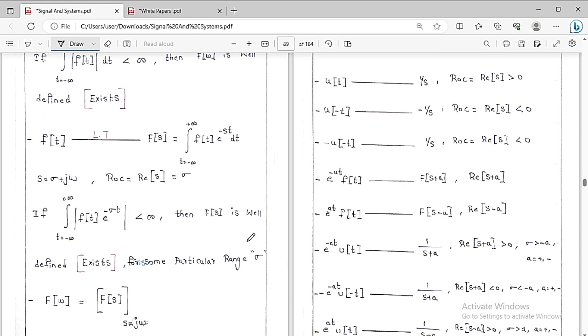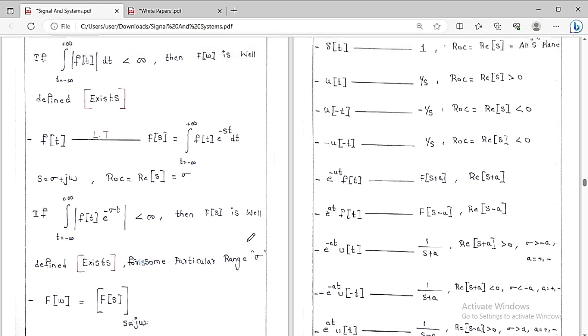So you can see what the meaning of this is. The integration from t equals minus infinity to plus infinity of the modulus of f of t into e to the power of minus sigma t, if it is less than infinity, then F of s is well defined. It is going to exist for some particular range of sigma. That particular range of sigma is called the ROC.